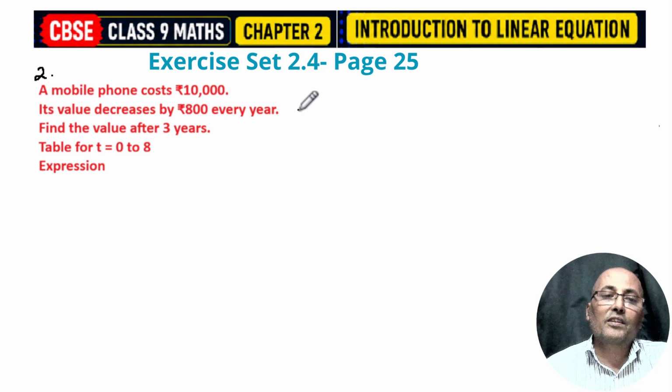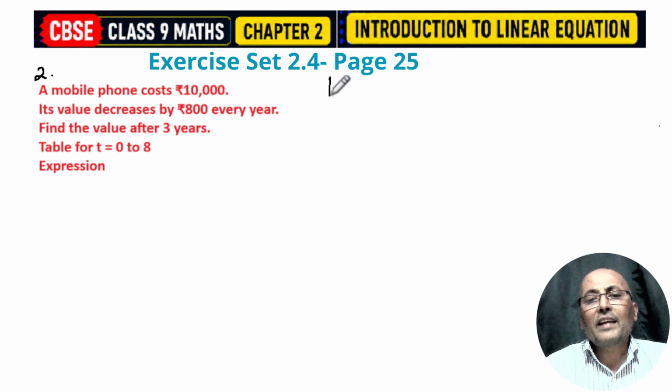After 2 months, after 3 months, after 8 months, after 1 year, if you sell, that rate will reduce. That is called depreciation. Even for houses, motor vehicles, cars, everything has some depreciation value. This is coming under that. The value decreases by 800 every year. Find the value after 3 years. This we can do easily.